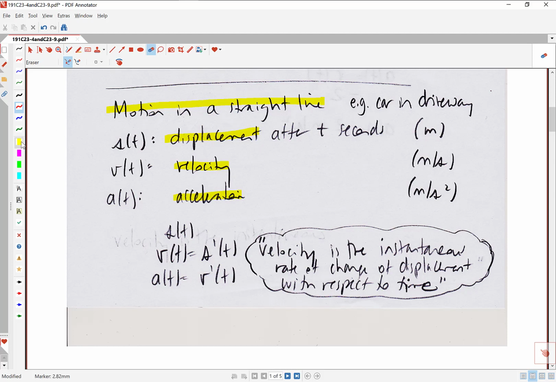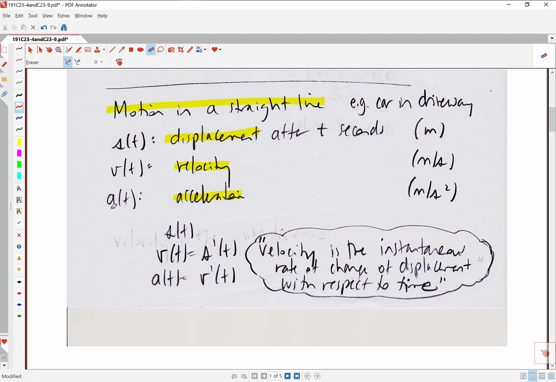V of t is going to be velocity. We'll measure that in meters per second. And a of t, acceleration, that's going to be measured in meters per second squared. So again, with these functions, you could just call velocity v, you could just call acceleration a. When we write v of t and a of t, we're just emphasizing that the velocity and acceleration depend on time. So those are three functions that we're going to be interested in as we go through our discussion today.